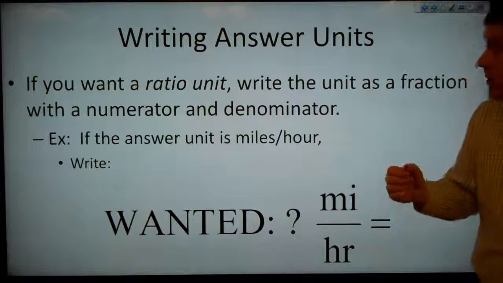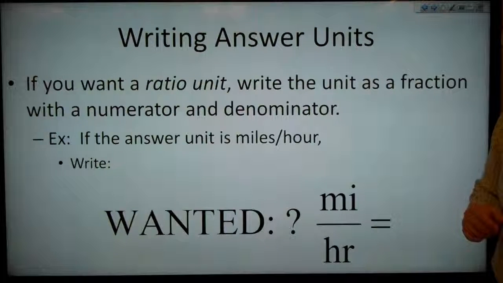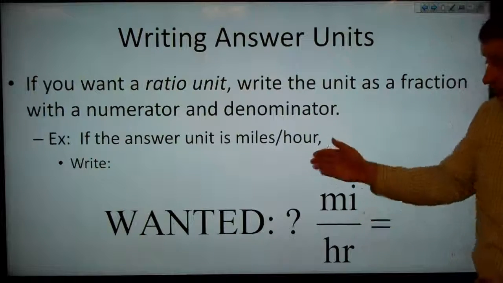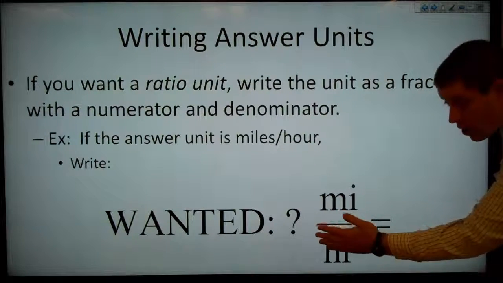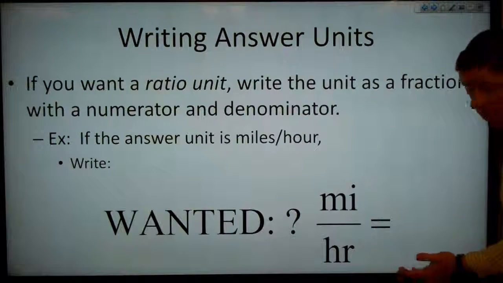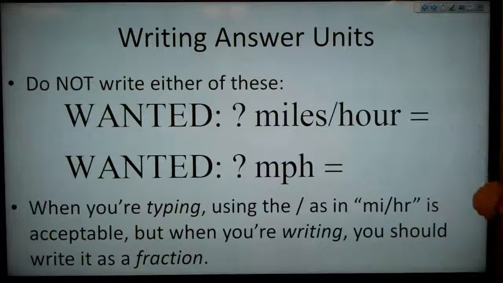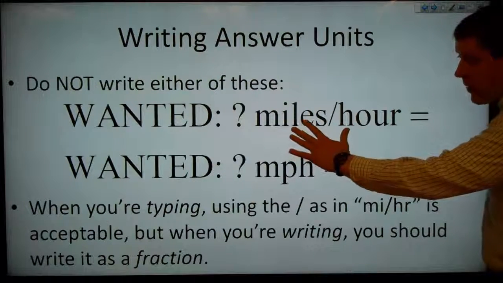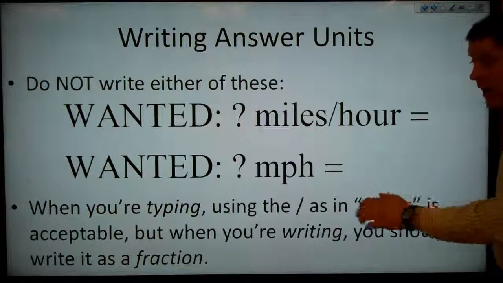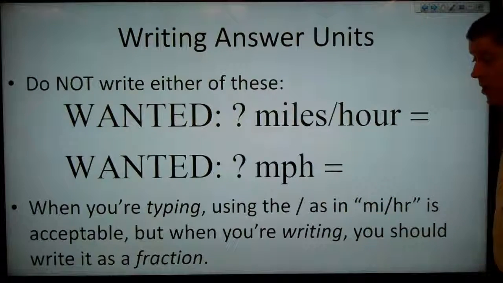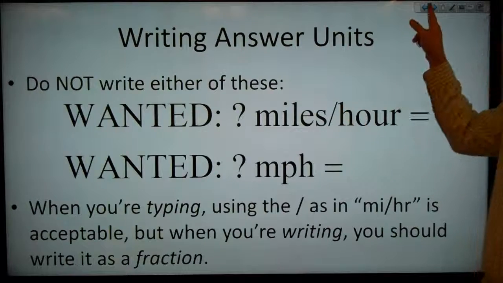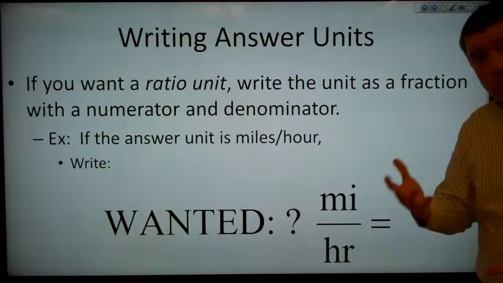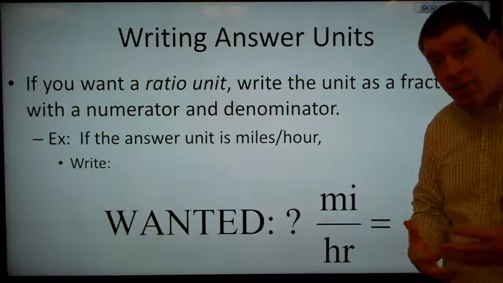If you want a ratio unit, then you write the unit as a fraction with the numerator and denominator. For example, if the answer unit is miles per hour, we'd write wanted colon question mark miles over hours equals. Don't write miles per hour as miles slash hour, and don't write it as mph. So the reason why we want to write it as a fraction form like this is that this sets it up very well for using conversion factors in our fraction forms.